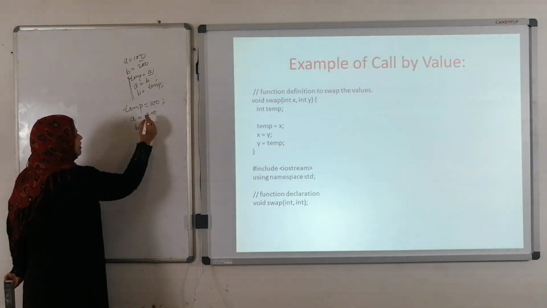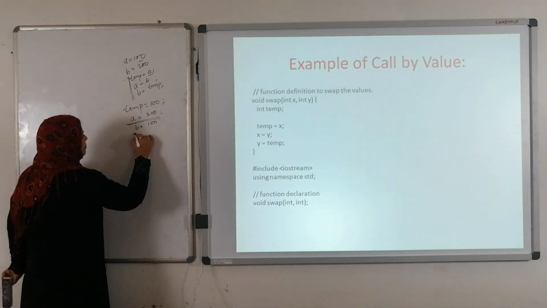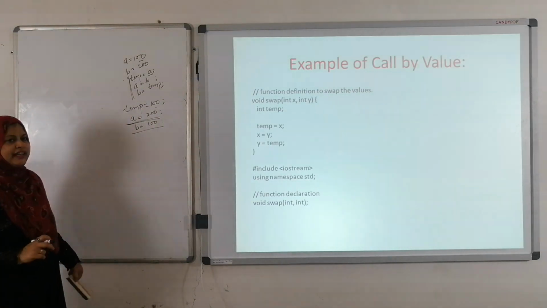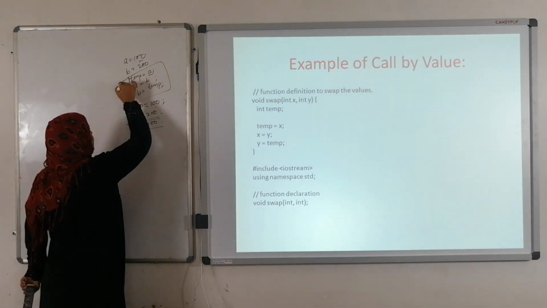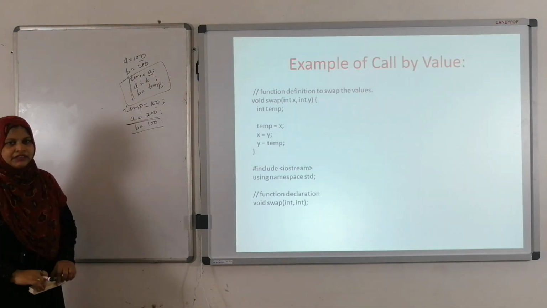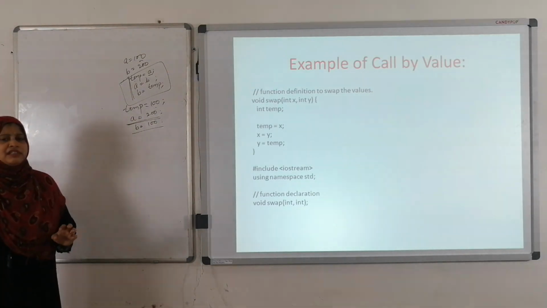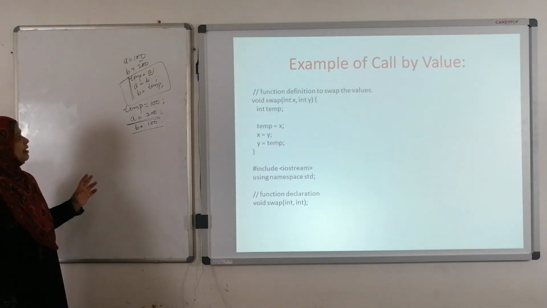What is the value of temp here? 100. So see here, after swapping, what is the value of A? A is 200, B is 100. So this is the code which we use to swap two numbers. We have to use one temporary variable. We just assign A's value to temp, B's value to A, then temp's value to B.